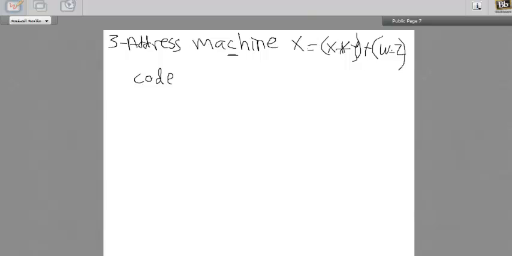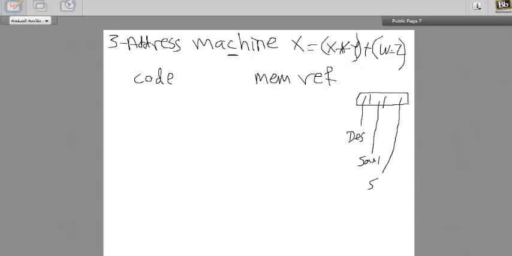And we'll have our memory reference here. Okay, which is good, right? Now the good thing about the 3 address machine, it reduces the number of steps quite a lot. It reduces them massively. Unlike the 2 address machine, here we always have the destination, here we have source 1, and here we have the second source.